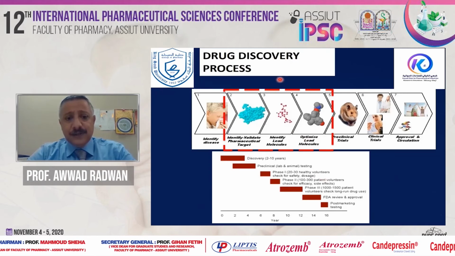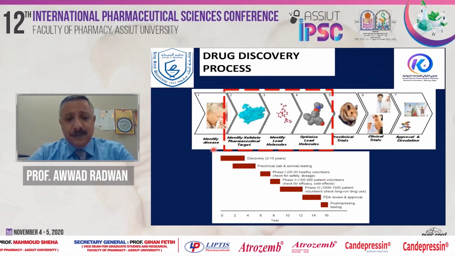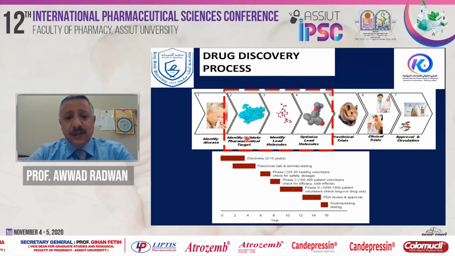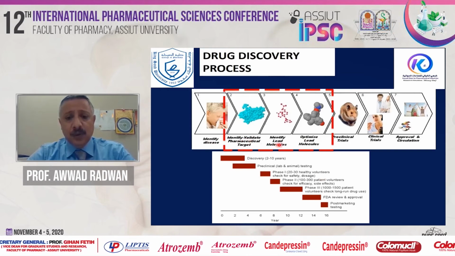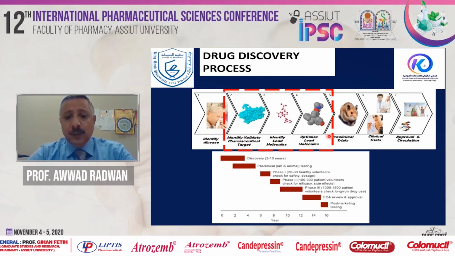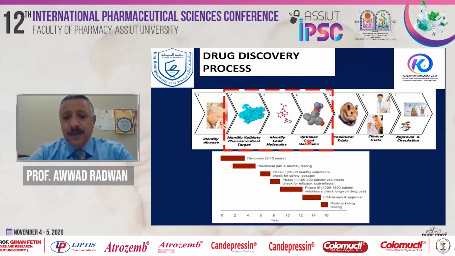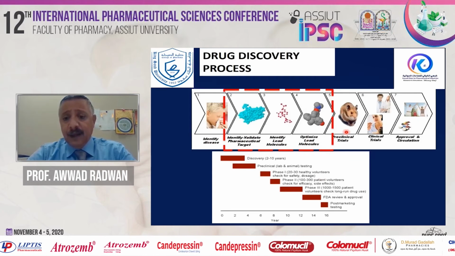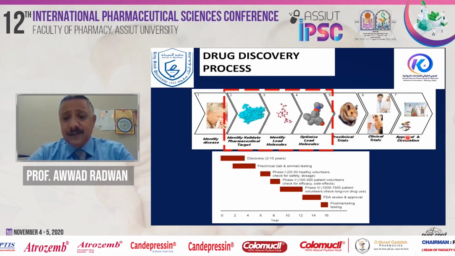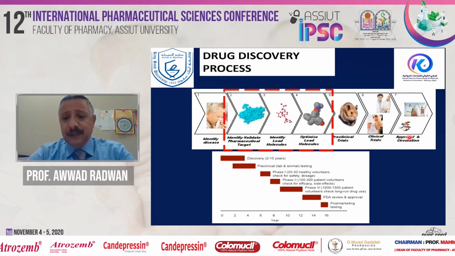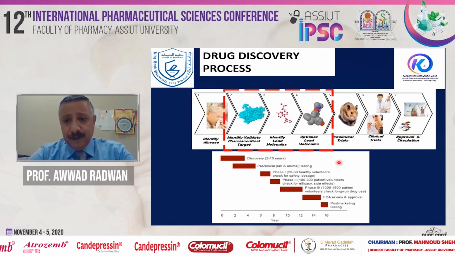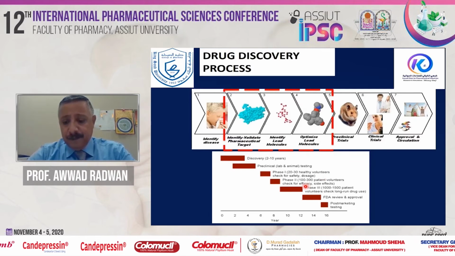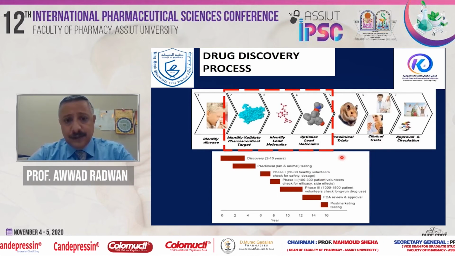The drug discovery process steps start from identification of the disease, identification of the target macromolecule, identification of the lead molecule, optimization of the lead molecule, then preclinical trial tests, then clinical trials, and the last step is FDA approval of the drug. This, as you see, takes from 11 to 15 years and costs millions of dollars.